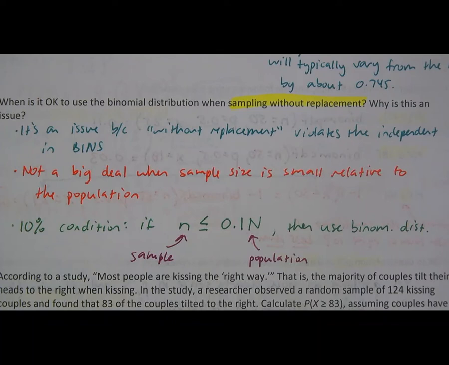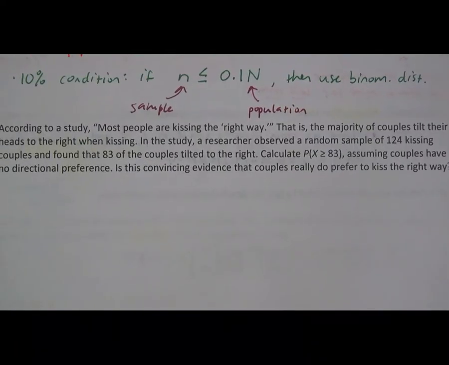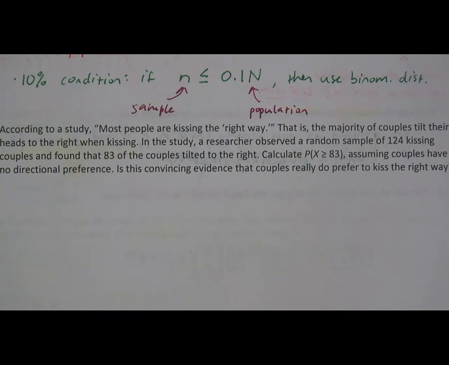All right, let's tie it all together with this one last problem that may take us the next 9 minutes to complete. According to a study, who comes up with this stuff? It's so weird. Most people are kissing the right way. That is, the majority of couples tilt their heads to the right when kissing. In a study, a researcher observed a random sample of 124 kissing couples and found that 83% of the couples tilted their heads to the right.